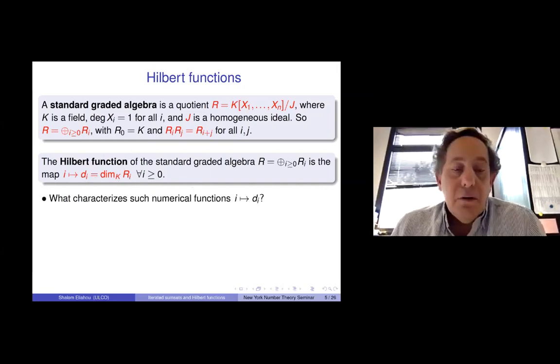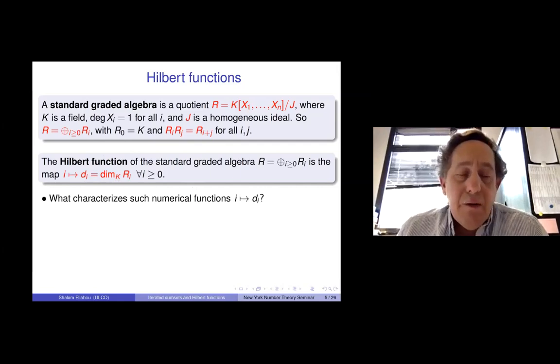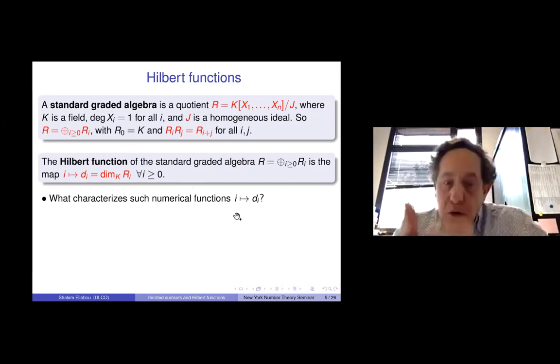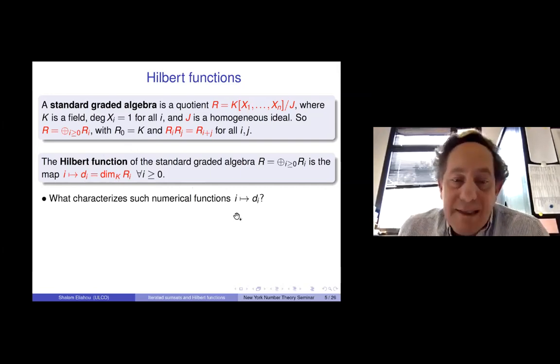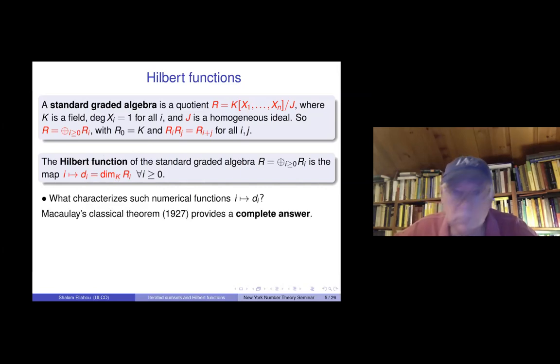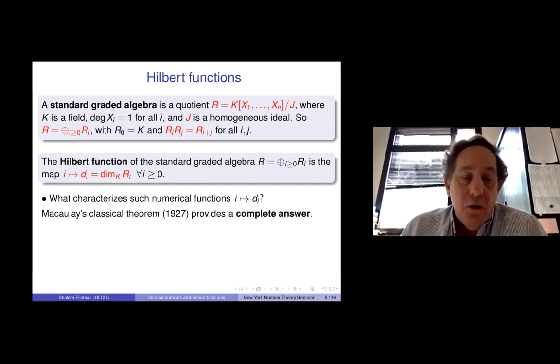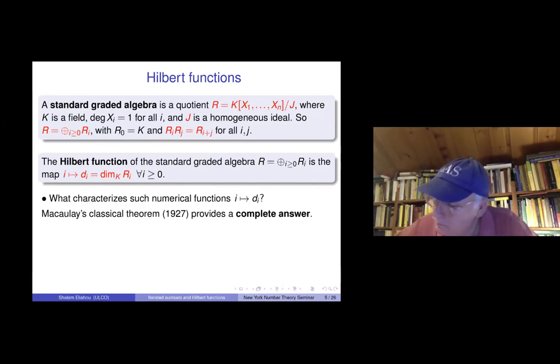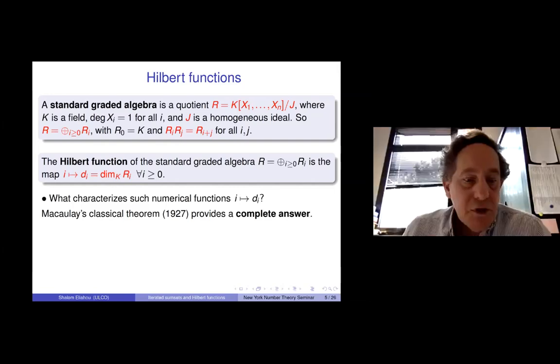Okay, and so the question is, how can you characterize a numerical function which encodes this dimension for any standard graded algebra? And the wonderful thing is that Macaulay proved a wonderful theorem which gives a complete characterization, in fact, of this function. And I will explain this characterization in the talk.